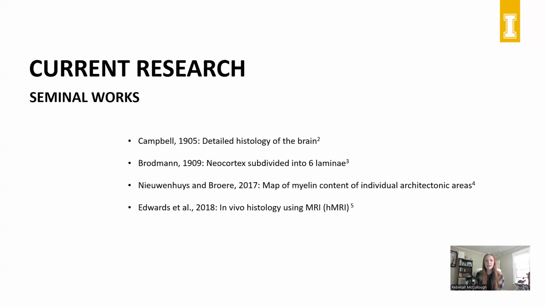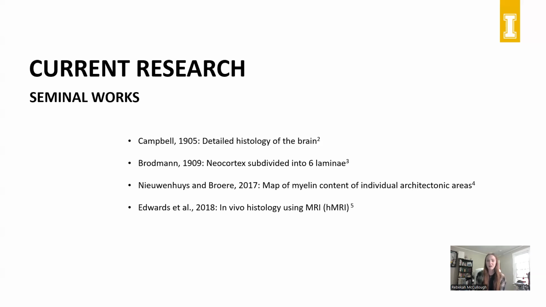A few seminal works. Campbell in 1905 was really one of the first people to do a detailed histology of the brain, followed up by Brodmann in 1909, who was the first person to describe the neocortex as being subdivided into 6 laminae or layers. Brodmann talked about it within the human brain, but he also looked at a lot of different animals. So his book really is pretty interesting because you can see the differences between the animals and the human brain. Then Nieuwenhuis and Breuer in 2017 did a map of myelin content of individual architectonic areas.